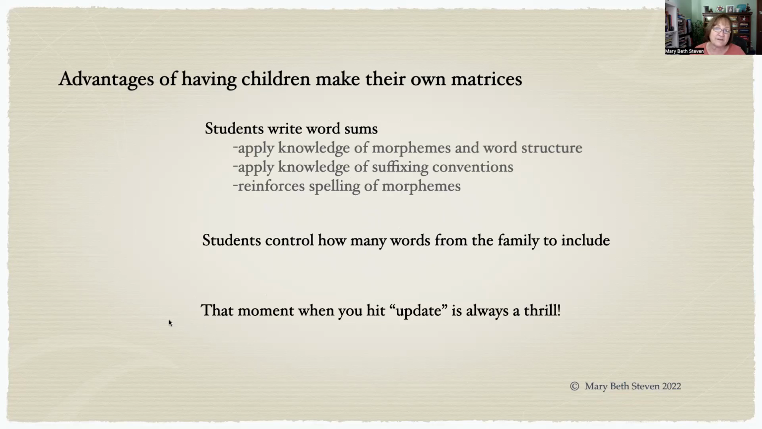So what are the advantages of having children make their own matrix? Well, the students are writing word sums over and over and over again. They become very familiar with affixes that way, right? Because they're using them over and over and over. They're applying the knowledge they have about some of the morphemes and that structure and knowledge of suffixing conventions, right? They're applying them over and over with a word sum. And that's really great. And it reinforces the spelling of some of the morphemes too. Students control how many words from the family to include.